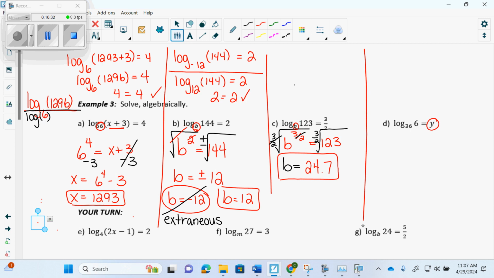And now, this one, do I need to convert? I get people converting all the time. They go 36 to the power of y equals 6. You just made a really ugly-looking equation. If it's equal to y, can I not just type this into my calculator? Yeah, type it in. I put this one on here because people get it wrong all the time because they convert. You don't have to convert if it's equal to y, right? Did you get 0.5 or 1/2? Yeah.